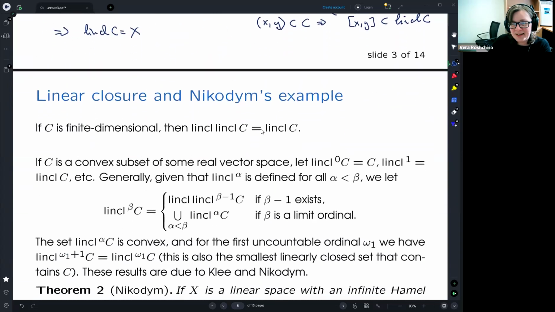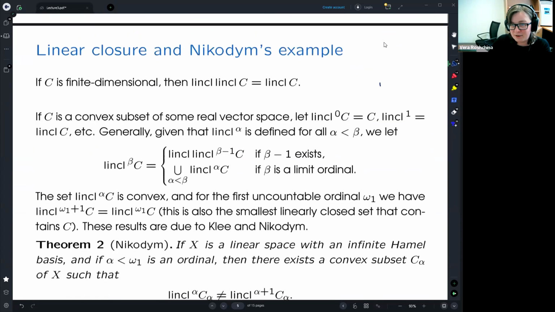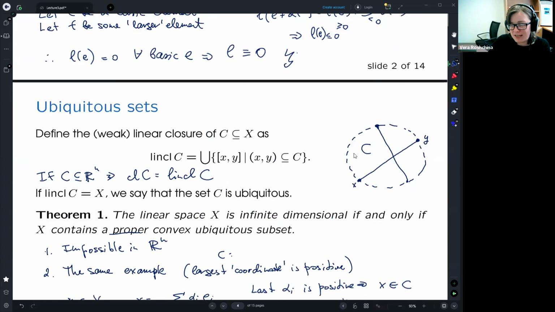Okay, so now another thing about this really cool thing, linear closure. Remember how I said that in finite dimensions, I take this linear closure and that is actually the closure of my convex set, in just the basic topology of Rn.